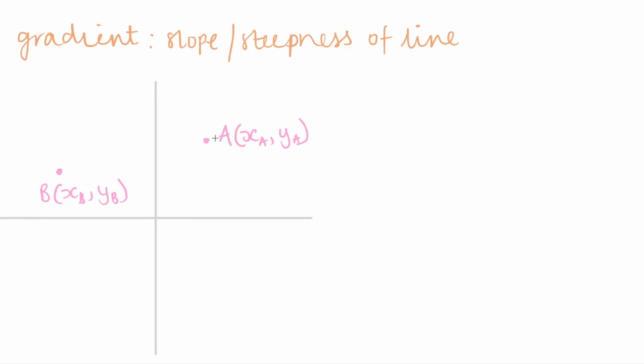Say there was a line joining these 2 points together and we wanted to find that line's gradient. We usually denote the gradient by the letter m, and the formula for finding the gradient of a line joining point A to point B is as follows. It's yA, the y coordinate of the point A, minus yB, the y coordinate of point B, divided by xA, the x coordinate of the point A, minus xB, from here.